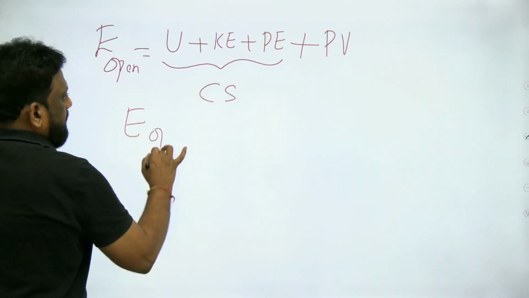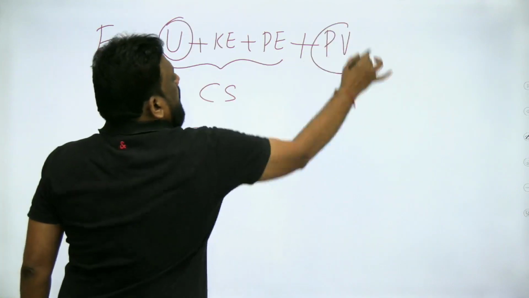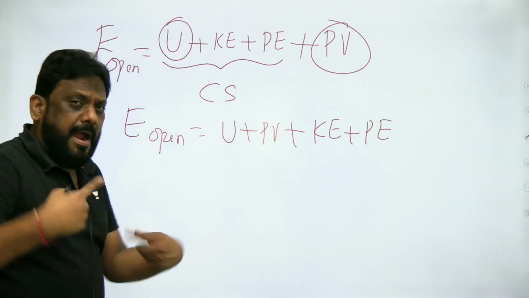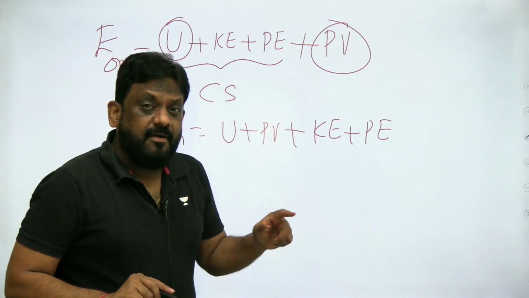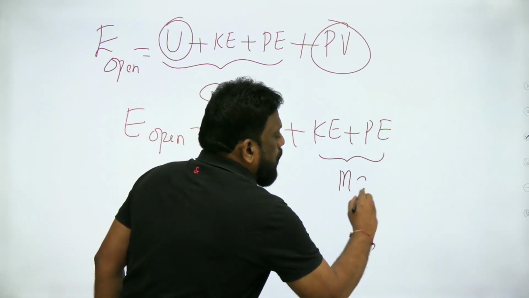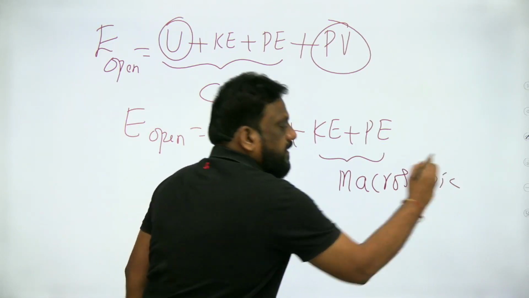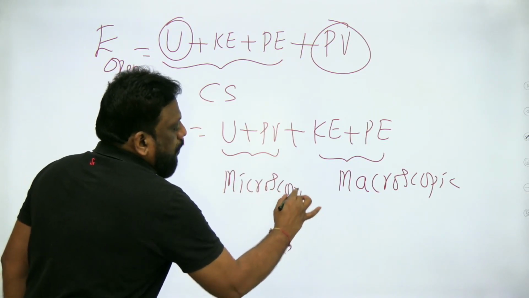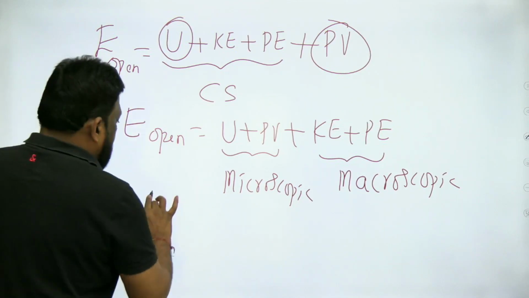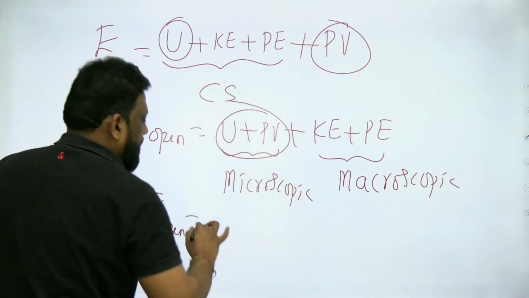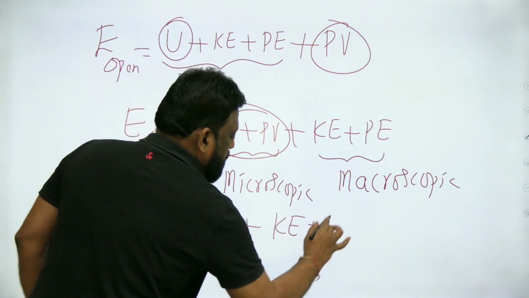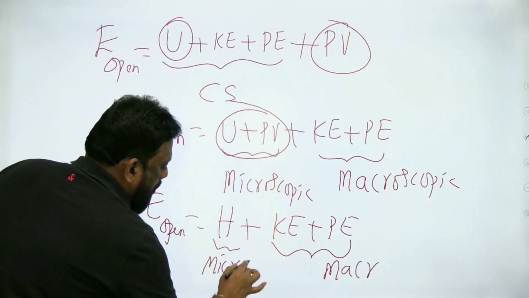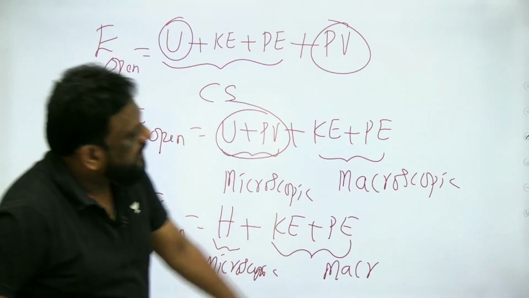Now I will write, let me combine U plus PV, plus kinetic energy plus potential energy. My dear students, the kinetic energy and potential energy are macroscopic. They are not at the molecular level. And this, U plus PV, is microscopic, that is, at the molecular level. So for convenience, I write this as H plus KE plus PE, with the first macroscopic and the other microscopic. Let's see the beauty here now.